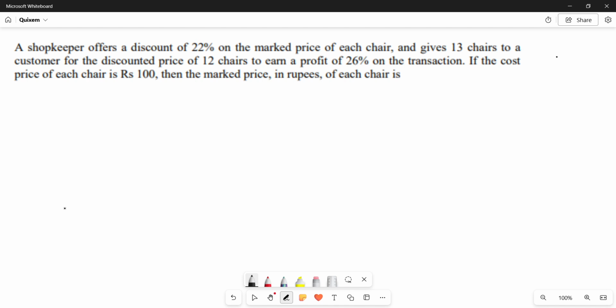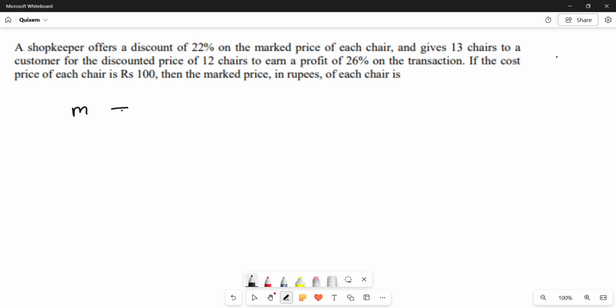A shopkeeper offers a discount of 22% on the market price of each chair, and he gives 13 chairs to a customer for the discounted price of 12 chairs, and he earns 26% profit on this transaction. If the cost price of each chair is 100 rupees, then what is the market price of the chair? So let's assume the market price of the chair as M here.